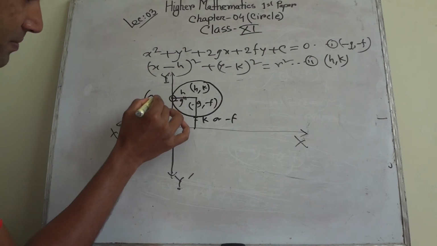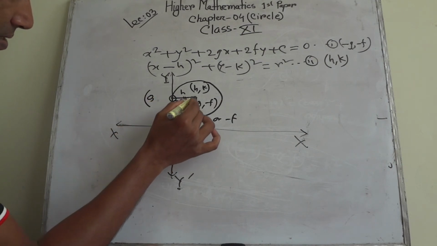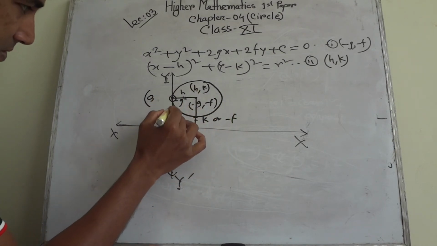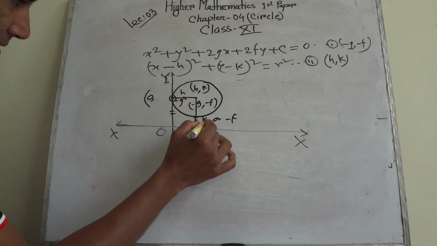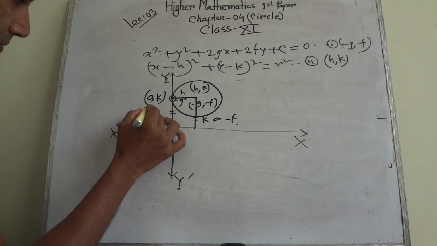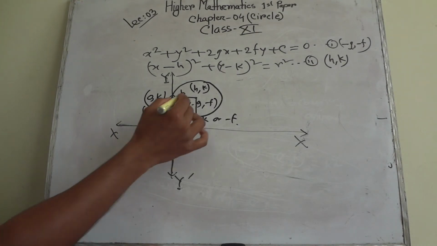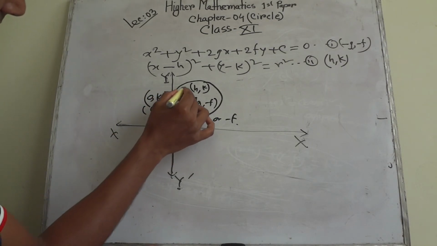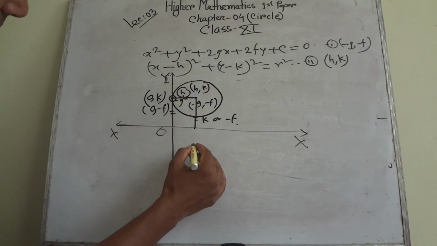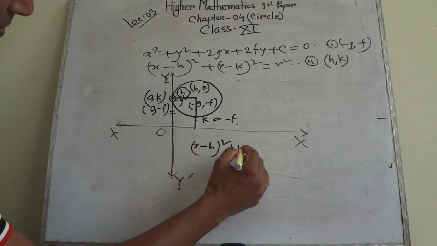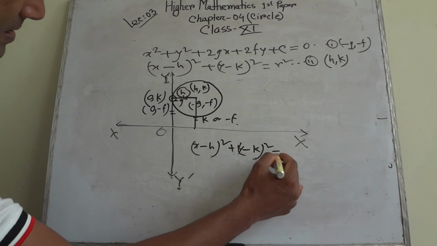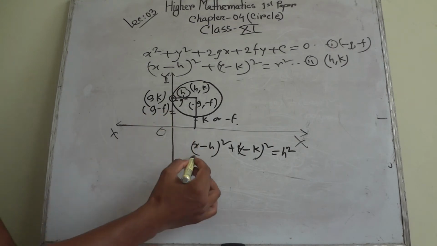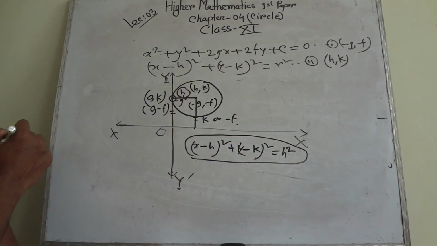So the point of contact will be (0, k), and from here to here, this point, you have to take this measurement on the y-axis. This measurement will be k or minus f, (0, minus f). But this measurement will be the radius of this circle. The radius of the circle means this h. So the equation of the circle is (x minus h) whole square plus (y minus k) whole square, this is equal to h square. That means when a circle touches the y-axis, the equation of the circle will be this.